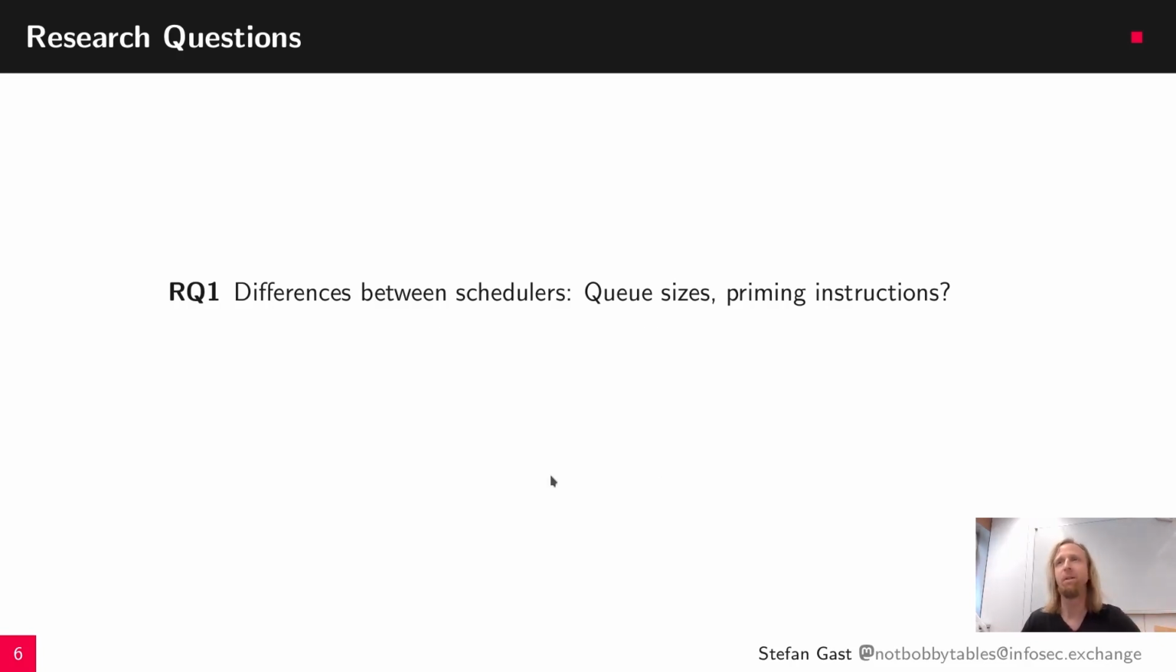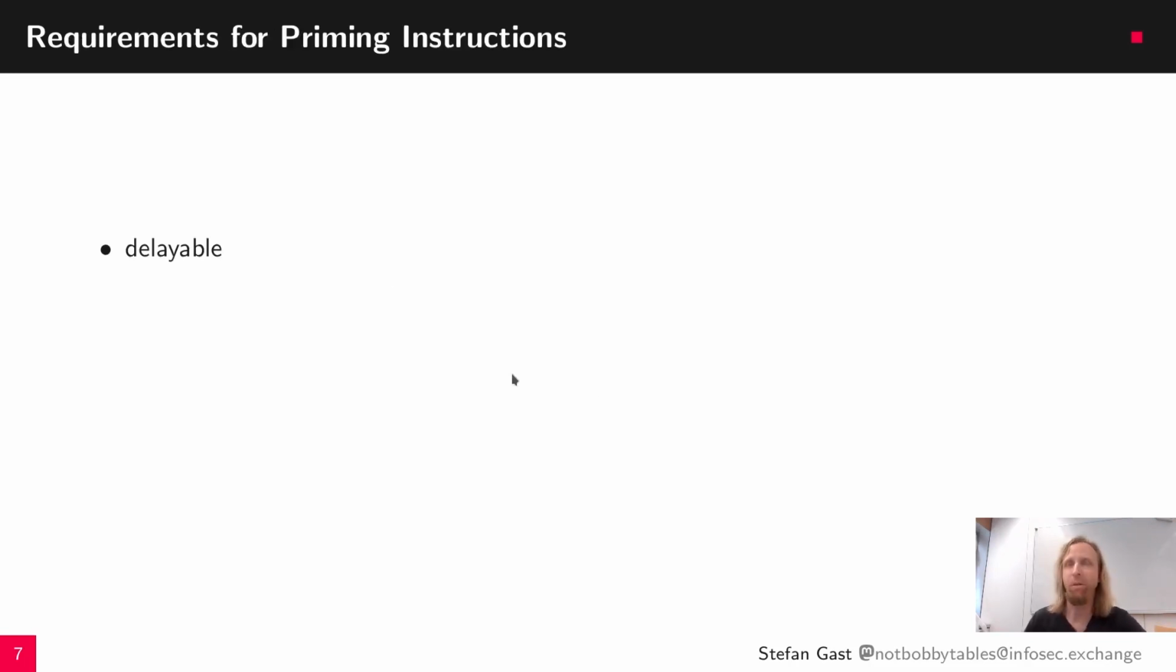So let's start with the first research question. What are the differences between the schedulers, the queue sizes, and the priming instructions? There are multiple requirements for priming instructions. We have to be able to delay them so that they can occupy a slot in the scheduler queue for a controllable time. They also have to be targeted, meaning that the instruction has to be decoded into at least one micro-op that can be handled by only a single execution unit.